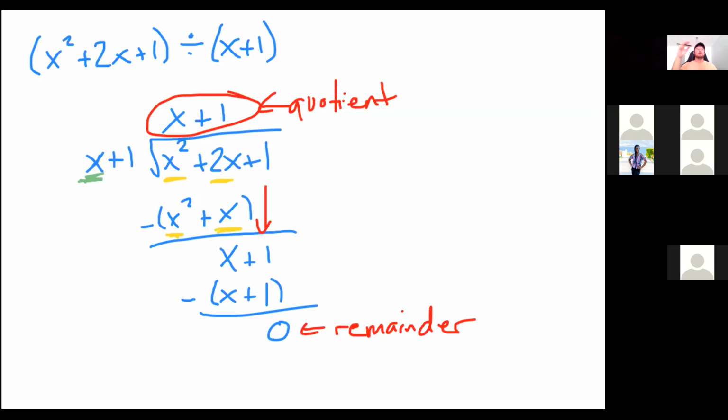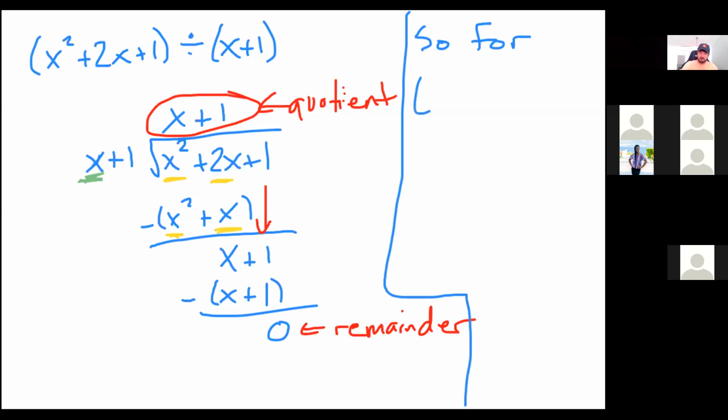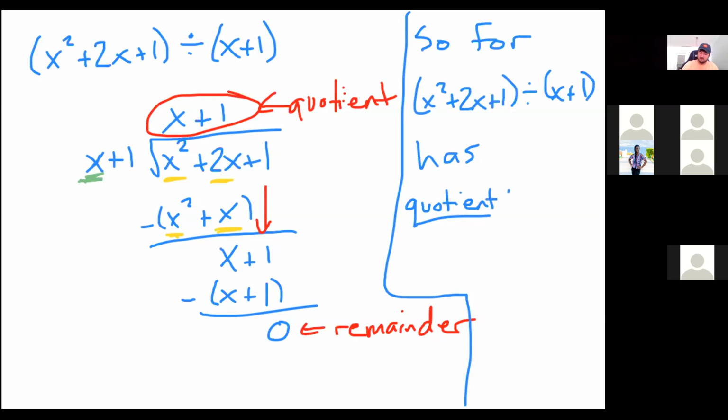And there's different ways you can write the answer for this. All I care about is that you can identify quotient and remainder. So for this division, x squared plus 2x plus 1 divided by x plus 1 has a quotient, and that quotient is x plus 1 and has a remainder of 0.